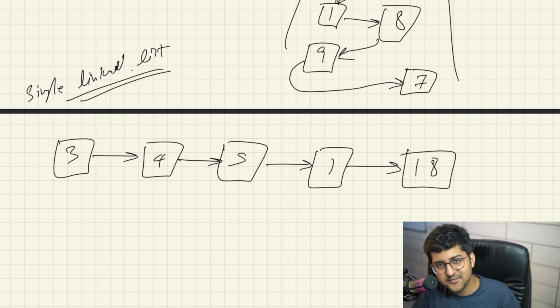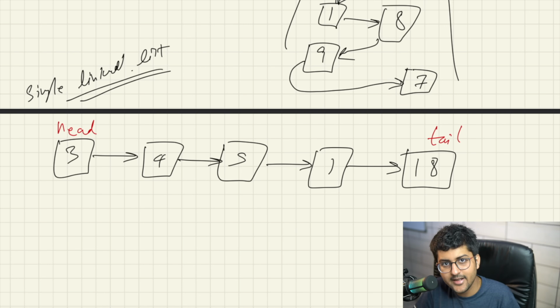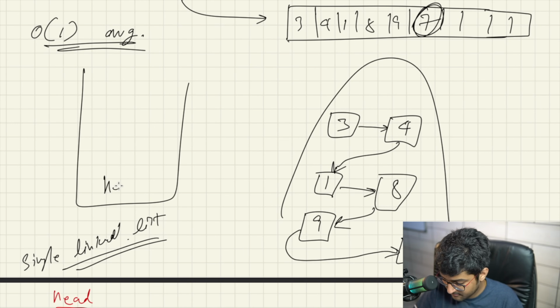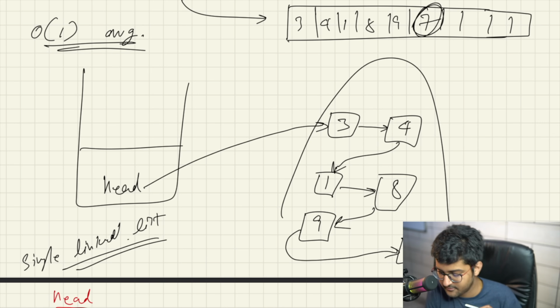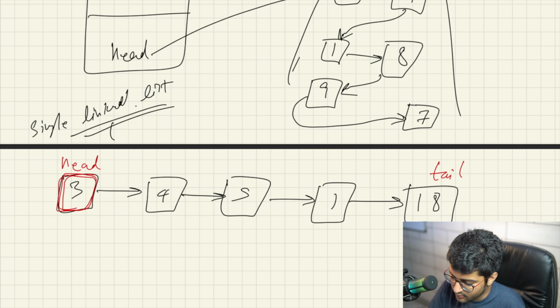So for example, 3 loves 4, 4 loves 5, 5 loves 1, 1 loves 18. So this is like a one-sided relationship. 4 has no idea that 3 has a crush on 4. 5 has no idea that 4 has a crush on 5. 1 has no idea that 5 has a crush on 1. One more thing in a linked list that I'd like to mention is the reference variables known as head and tail. What is head? Head is just a reference variable that points to the very first node. So in the stack you will have something like this, pointing to 3. That's it. And tail will be pointing to the last one.